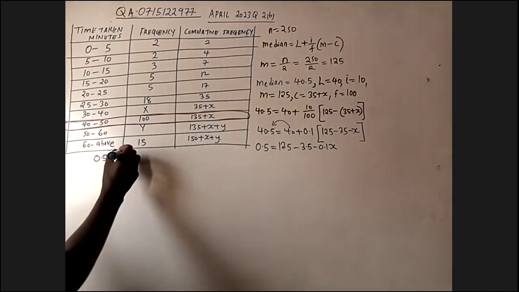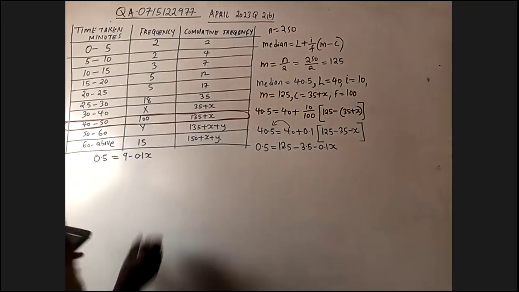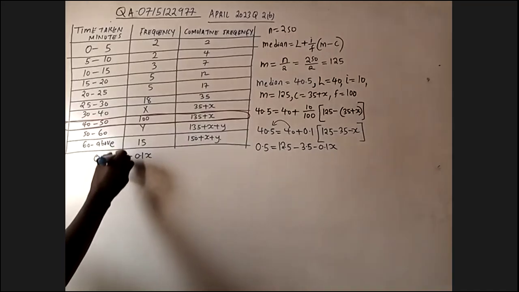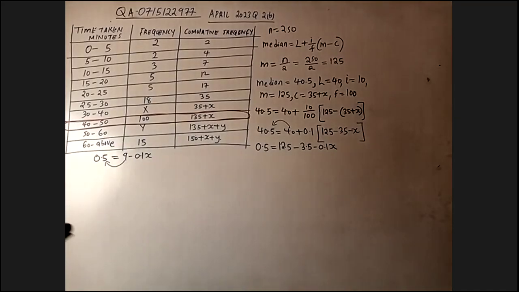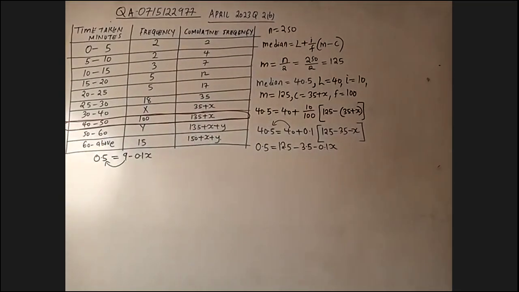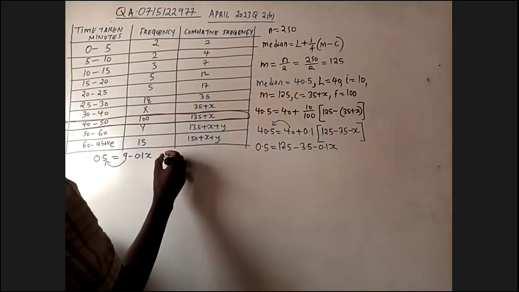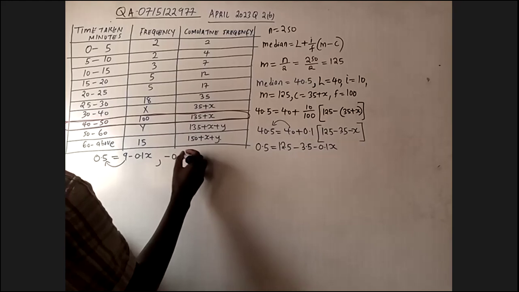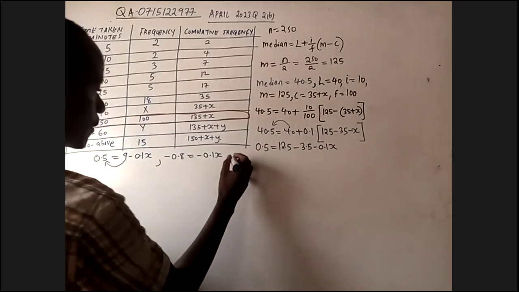Now, 0.5 is equal to 12.5 minus 3.5, which is 9, minus 0.1x. So let's take that 9 to the other side. It will be 0.5 minus 9, which is negative 8.5. So negative 8.5 is equal to minus 0.1x. Find the value of x.